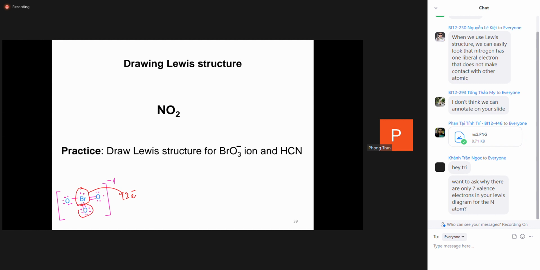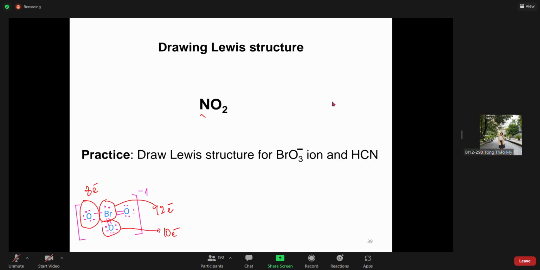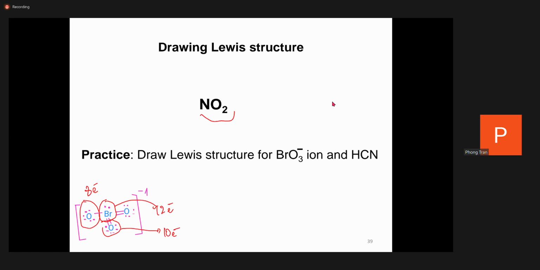Here it will have 6 and 10 electrons. This one, you will have 8 electrons. Okay, let's go first on the nitrogen in NO2. That was a mistake. No, never mind. It can happen.